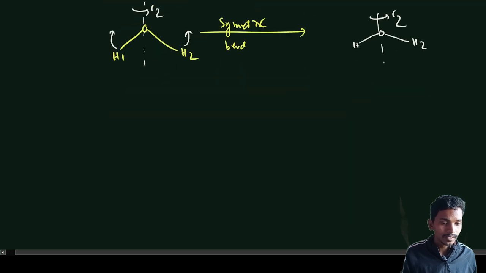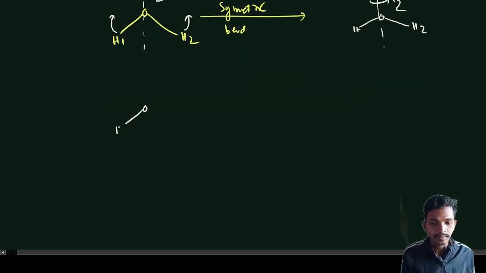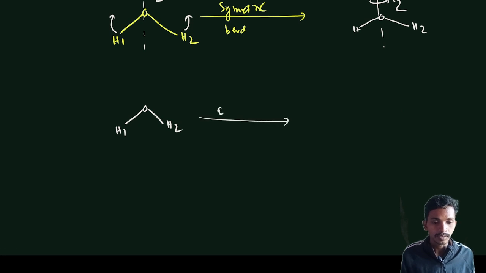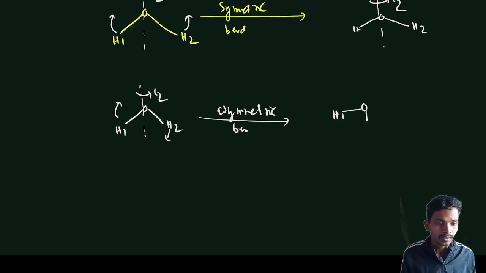And if I do the asymmetric bending, let's say H1 and H2, what I get here is, let's say one I will move here, the principal axis was C2. Now one I bend in this direction, and the other I bend in that direction. So let's say one comes here, H1, and another goes here, H2.